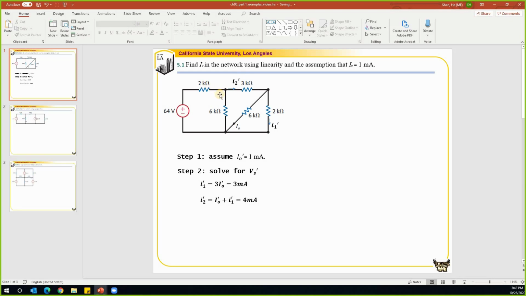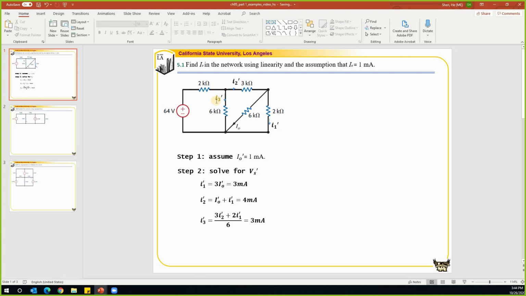Knowing I2 prime, we will be able to find the current in this branch: the voltage drop on this right-hand side, divided by the resistance, will give us I3 prime. I3 prime will be equal to 3 times I2 prime, that is the voltage drop on this 3K, plus the voltage drop on this 2K resistor, that is 2 times I1 prime. So that is the voltage between these two nodes, divided by 6, that will give us I3 prime. 12 plus 6, 18, divided by 6, that is 3 milliamp.